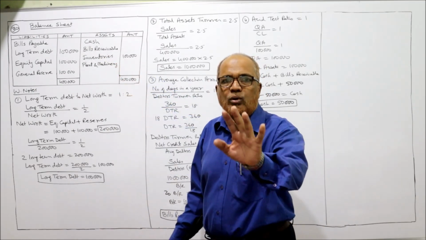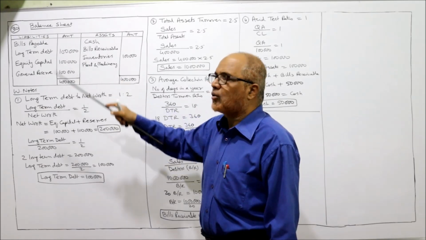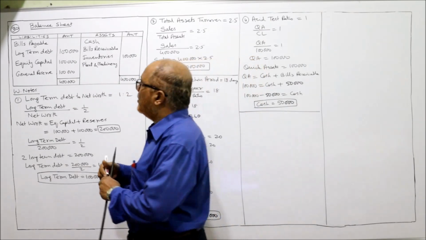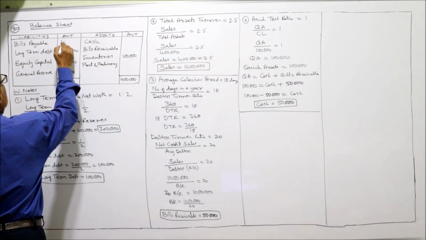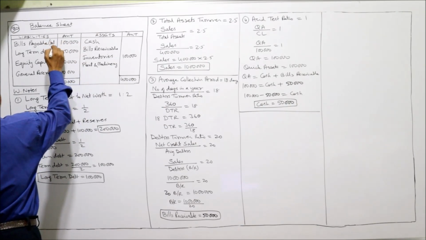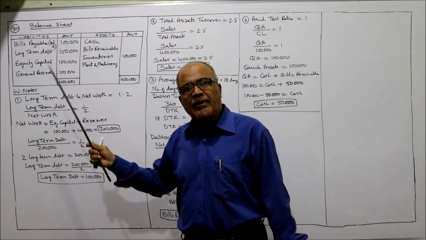4 lakh. Out of 4 lakh, 1 lakh rupees general reserve, 1 lakh rupees equity capital, 1 lakh rupees long-term debt. The balancing figure bills payable is 1 lakh. Automatically we can take it here. No need to make the calculations. We can take the balancing figure, 1 lakh.